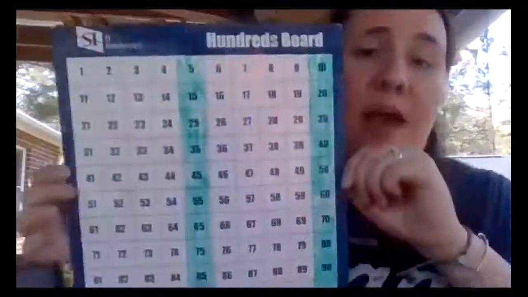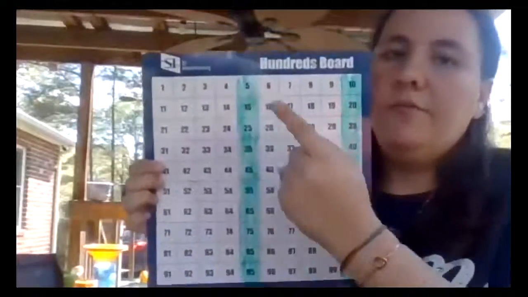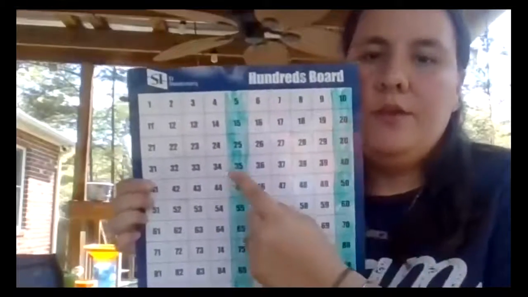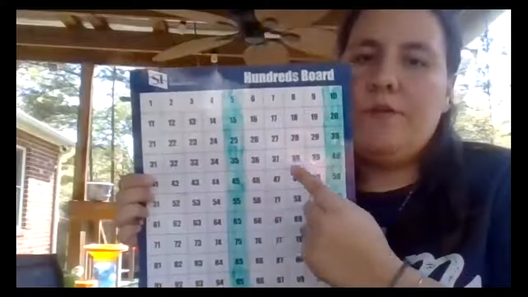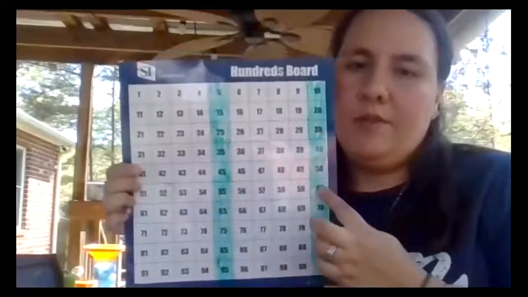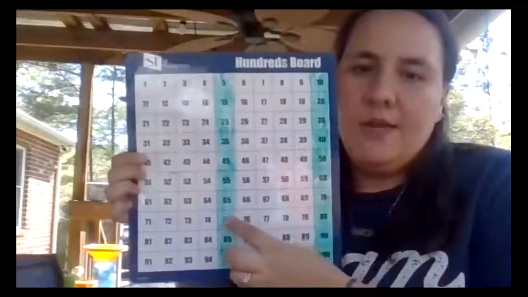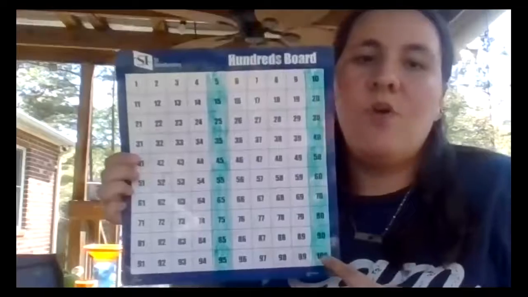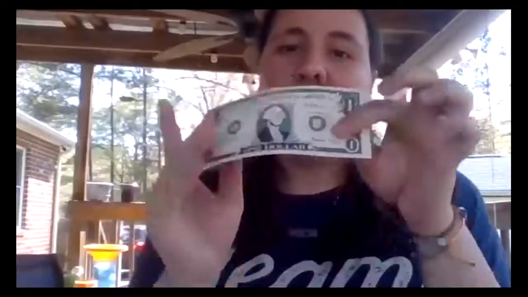So let's take a minute because we skip counted all the way down 10s, and we'll skip count our 5s. Ready? 5, 10, 15, 20, 25, 30, 35, 40, 45, 50, 55, 60, 65, 70, 75, 80, 85, 90, 95, 100. Great counting, guys. And remember, when we get to 100 cents, what do we have? $1. Great job.